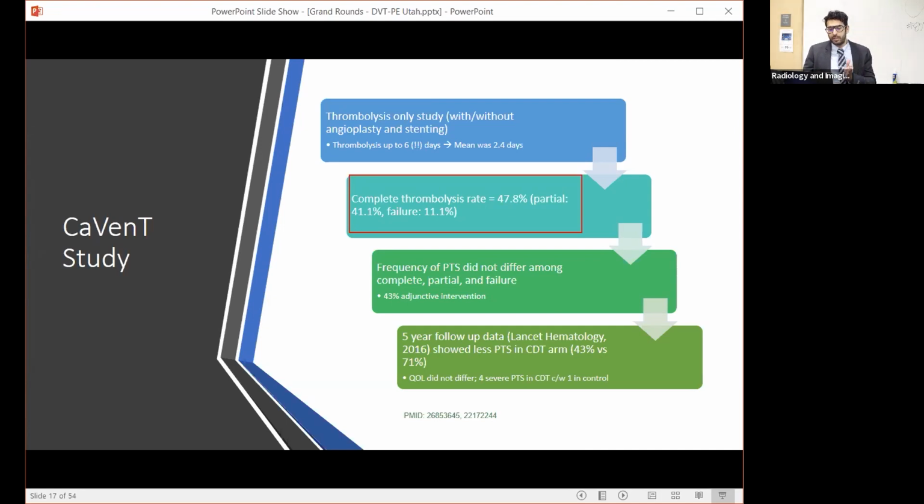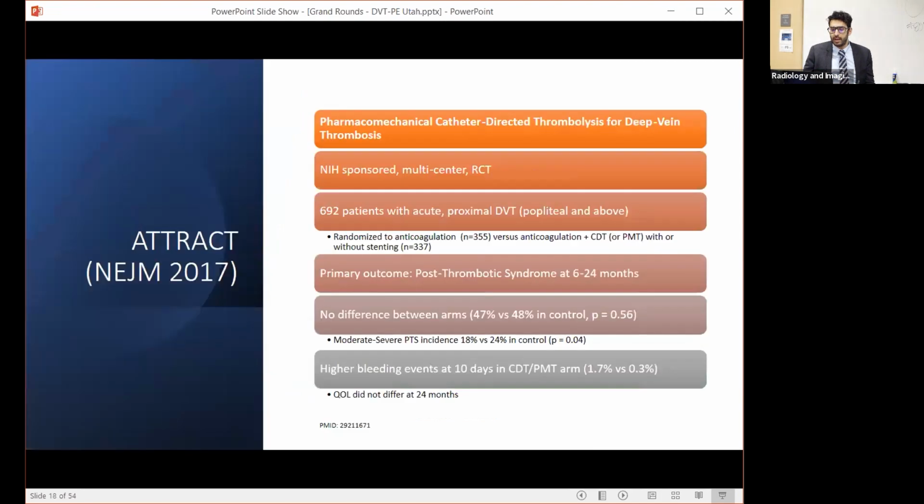Interestingly, and this will be a common theme, quality of life has never been shown to be better with endovascular treatment. So even though we're reducing the incidence of PTS, we're still not improving quality of life, which we'll talk about as a potential area of improvement. So that study really was groundbreaking. Everybody's super excited about CDT. Everybody excited about endovascular treatment of DVT.